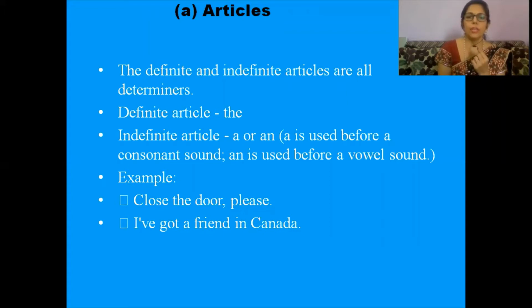So you can see a friend, that means if we can count, and if it is one in number, then we will use a, and if there is a consonant sound, then we will use a, and if there is a vowel sound, then we will use an.